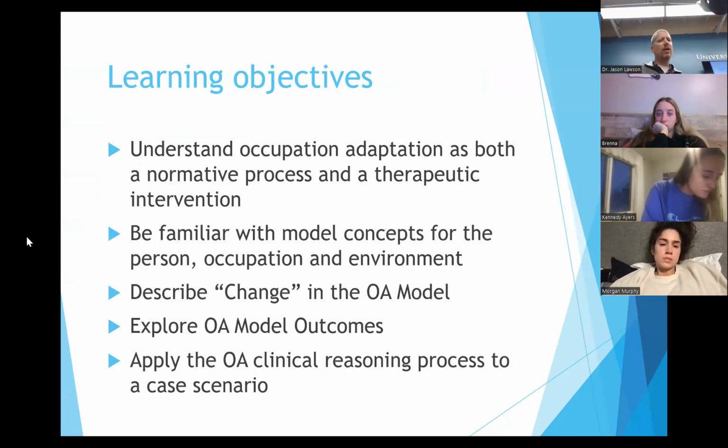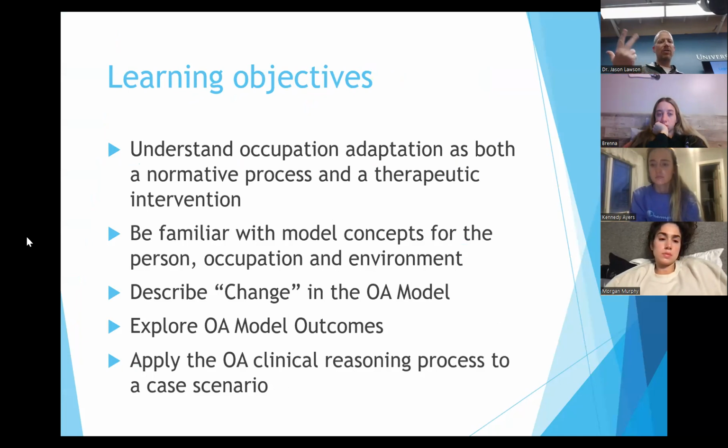So I just want you to understand that occupational adaptation is a normal process that everybody goes through, even you, okay? And we can use it to promote a therapeutic intervention. I want you to understand that there are three components that are very similar to what we've been covering, such as the person, the occupation, and the environment.